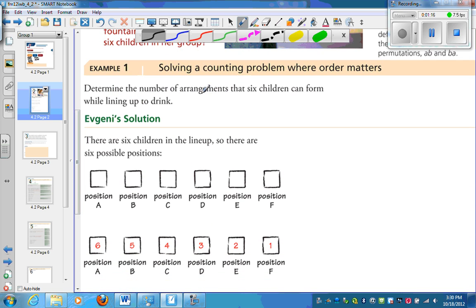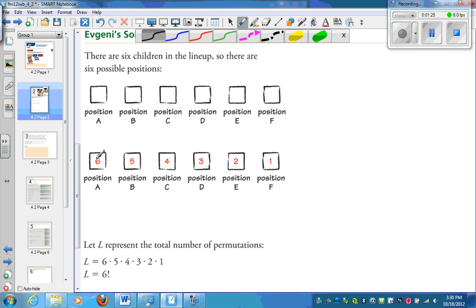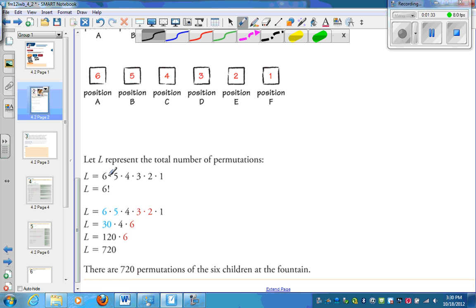So first, we're going to determine the number of arrangements that 6 children can form. There's 6 positions. You can be first, second, third, fourth, fifth, or sixth. There's 6 kids that you can put in that first position. You've already used one of those kids, so there's 5 kids to choose from, then 4, 3, 2, 1. And this is the total number of permutations. It's 6 times 5 times 4 times 3 times 2 times 1.